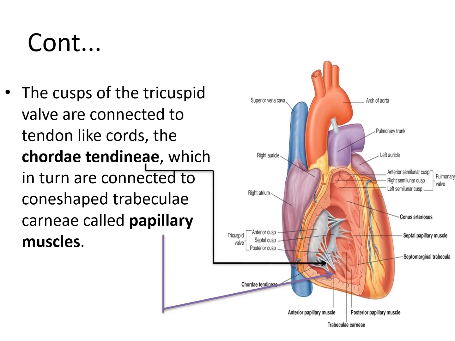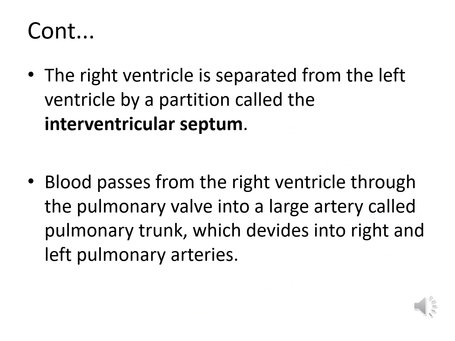The cusps of the tricuspid valve are connected to tendon-like cords, the chordae tendineae, which in turn are connected to cone-shaped trabeculae carneae, which are called papillary muscles. The right ventricle is separated from the left ventricle by a partition called the interventricular septum. Blood passes from the right ventricle through the pulmonary valve into a large artery called pulmonary trunk, which divides into right and left pulmonary arteries.